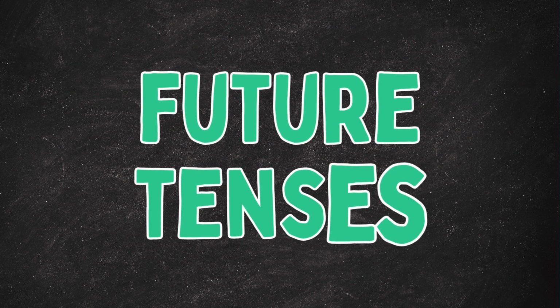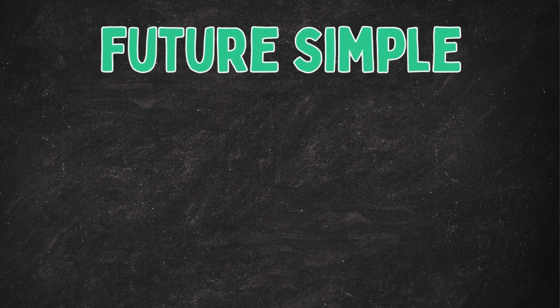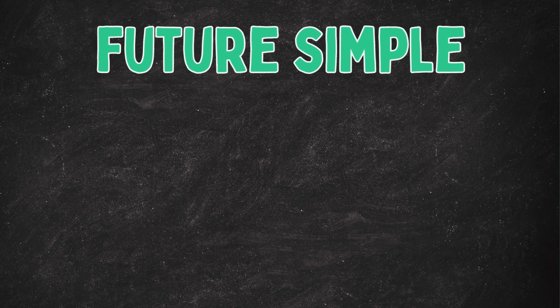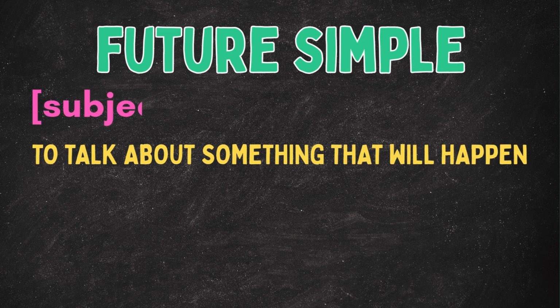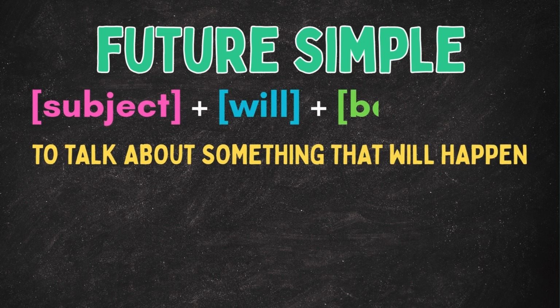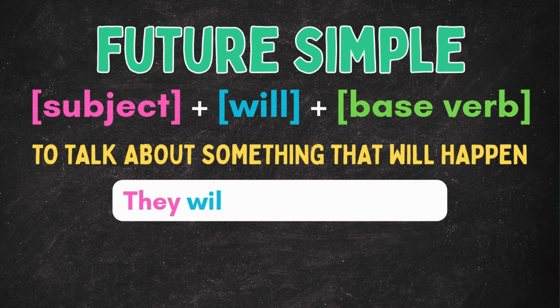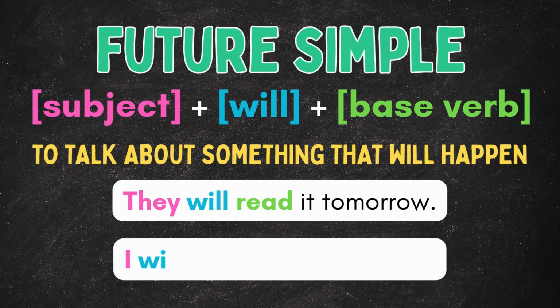Next, the future tenses. Future simple. The future simple is used to talk about something that will happen. The sentence structure consists of subject plus will plus base verb. For example, they will read it tomorrow. I will write my report soon.